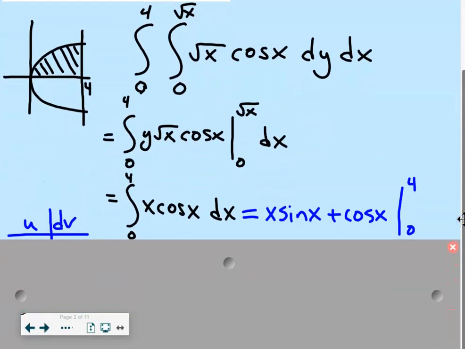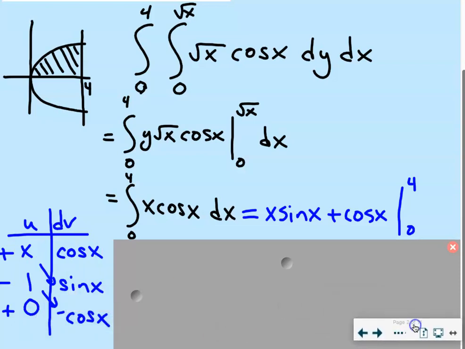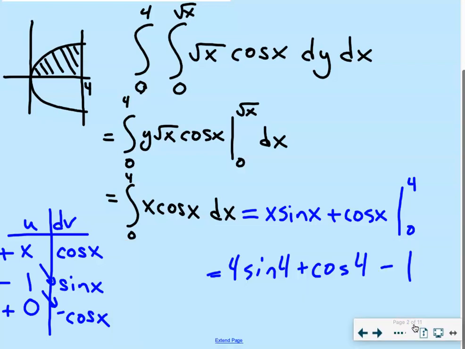Do you guys all remember tab x cosine x? It's over here to the side if you need to review. So anyway, you end up with x sine x plus cosine x from 0 to 4. And the final answer was 4 sine 4 plus cosine 4 minus 1. I had a couple of you who got the 4 sine 4 plus cosine 4 and forgot that the cosine of 0 is 1. So be careful when you're plugging in your 0 that you remember cosine 0 is 1. And a couple of you were just off a little bit by coefficients. So just be careful when you're setting it up.